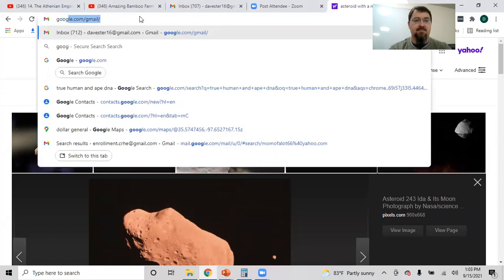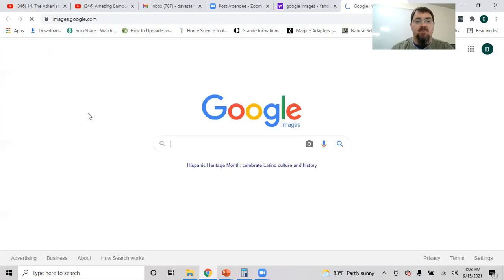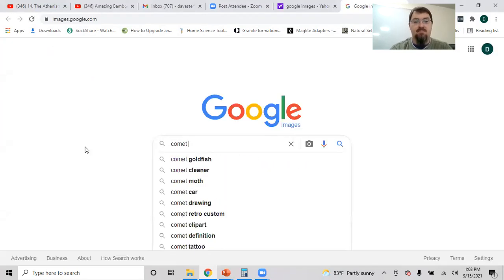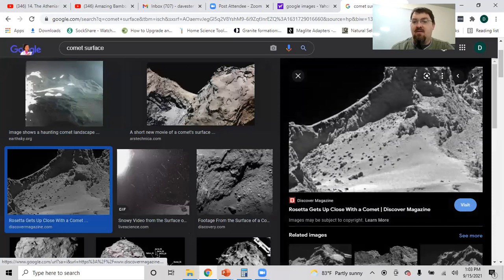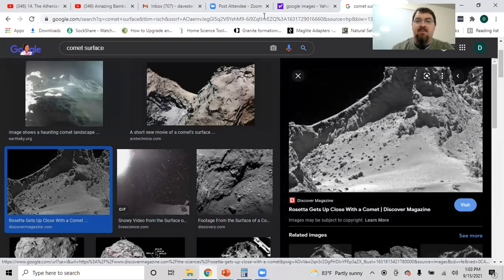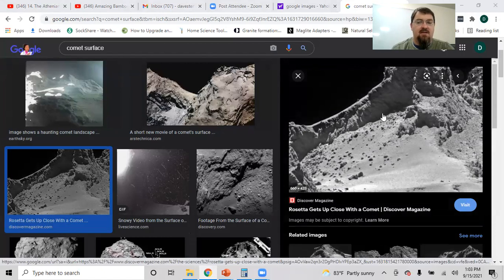Okay, we're going to go to Google here. I want to show you another thing that's impossible to explain, which is the surface of a comet. Now, if this picture wasn't in black and white, let me make sure I got the right screen that I'm showing you. Yeah, okay. If this picture wasn't in black and white, let's say we put a sunset in the background, what would you think we were looking at? I mean, it looks like Arizona. Why does it look so familiar?